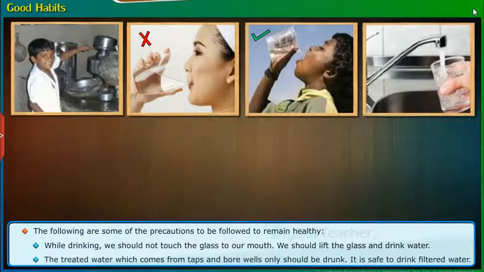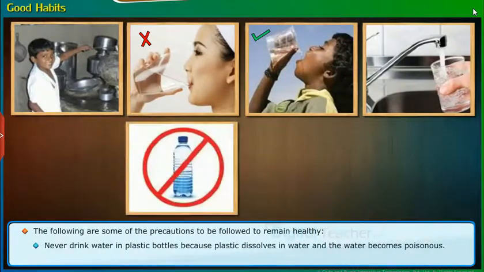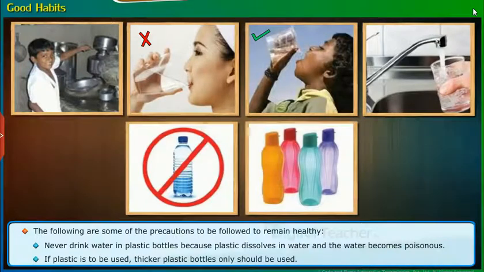The treated water, which comes from taps and bore wells, only should be drunk. It is safe to drink filtered water. Never drink water in plastic bottles because plastic dissolves in water and water becomes poisonous. If plastic is to be used, thicker plastic bottles only should be used.